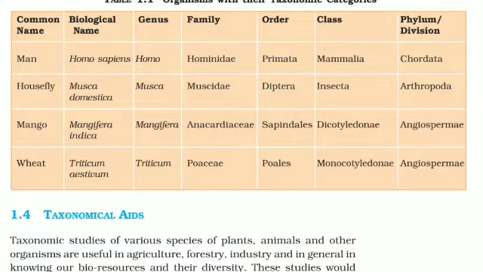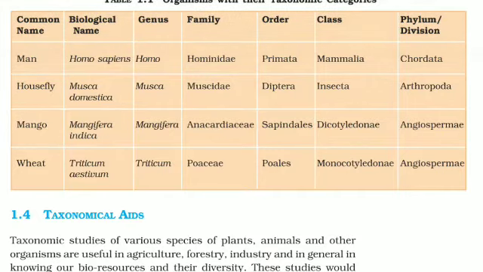Then the common name wheat, for which they have given the biological name Triticum aestivum. So genus Triticum, family Poaceae, then order Poales, and the class Monocotyledonae, and the division Angiospermae. So these are the taxonomic categories. Next, we'll be studying taxonomical aids in the next video. I hope you understood the taxonomic categories.